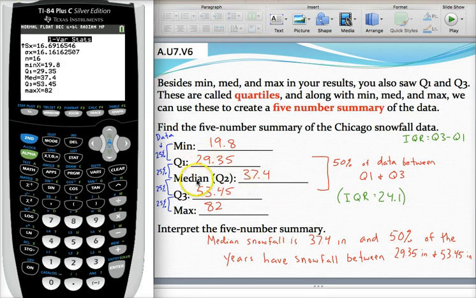I could also use some of the higher quartiles. Q3 would represent, well, let's see, that'd be 25, 50, 75%. I could say that 75% of the time your snowfall is expected to be below the 53.45 inches. Basically, I can use any sort of interpretation I want to use on this data, just remembering that each interval, each little quartile step represents another 25% of the data.